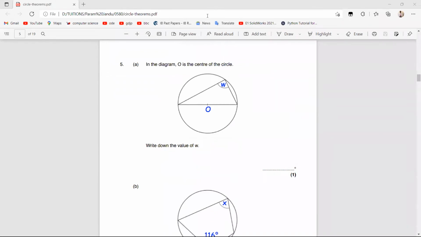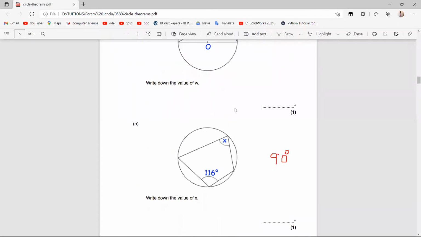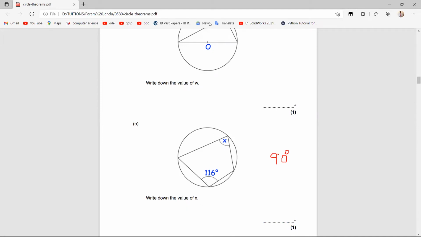Question number 5. Question number 5 is pretty easy. They're saying O is the center of the circle and they want angle W. Look at W very well. That is angle in a semicircle. Angle in a semicircle is 90 degrees. Now this part B of this question. They're saying you write down the value of X. Look at that diagram that has been inserted inside the circle. That's actually a cyclic quadrilateral.